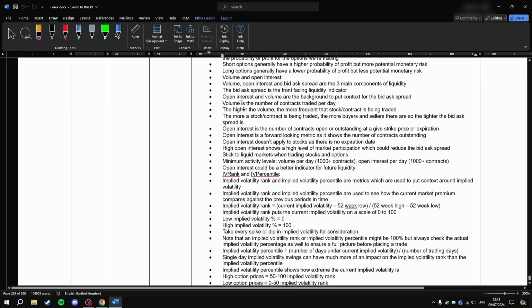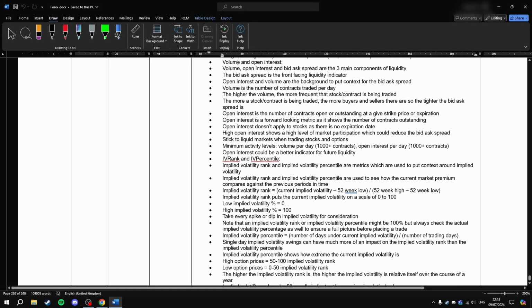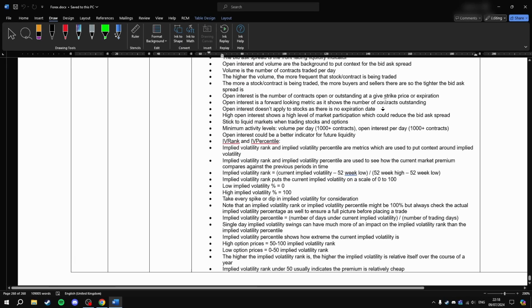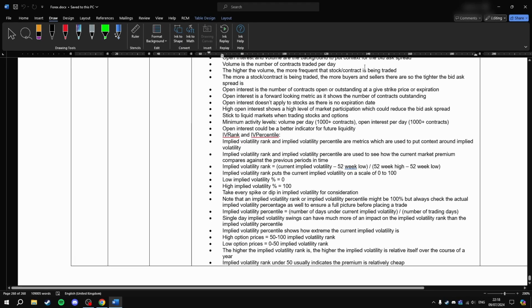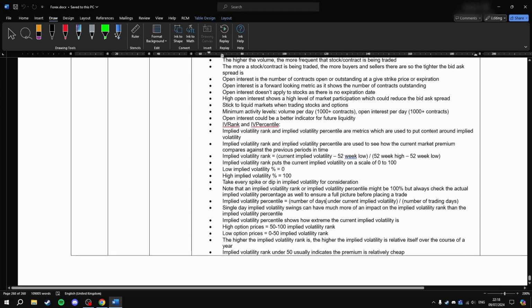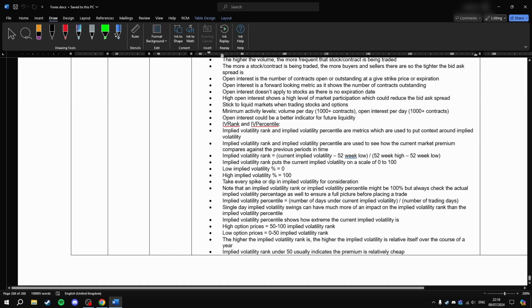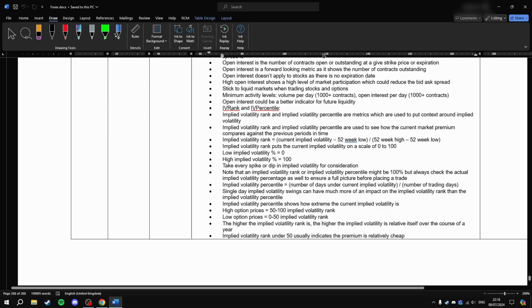Then we went through the volume and open interest video. Volume, open interest and bid-ask spread are the three main components of liquidity. The bid-ask spread is the front-facing liquidity indicator, whereas the open interest and volume are the background that puts context on the bid-ask spread. The volume is the number of contracts traded per day. The higher the volume, the more frequently that stock or contract is being traded. The more a stock or contract is being traded, the more buyers and sellers there are, so the tighter the bid-ask spread is. Open interest is the number of contracts open or outstanding at a given strike price or expiration.